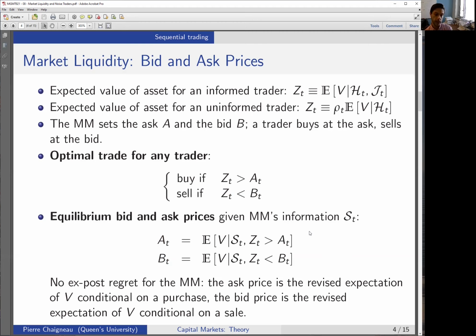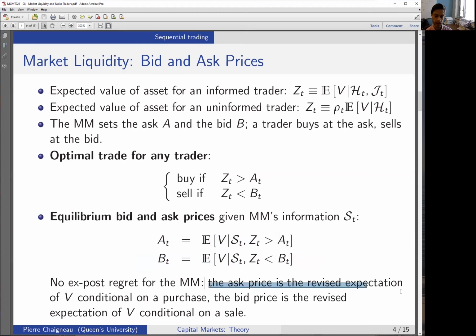Still another way to look at it is that the ask price is going to be the expected value of the asset, conditional on the investor buying the asset, which tends to convey some positive information about the value of the asset. The bid price will be the expected value of the asset from the market maker's perspective, conditional on the investor selling the asset. And again, selling the asset tends to convey negative information, which is why the bid price is going to be lower than the ask price. And so there's no ex post regret. In any case, the market maker is happy to engage in transactions at the ask or at the bid.